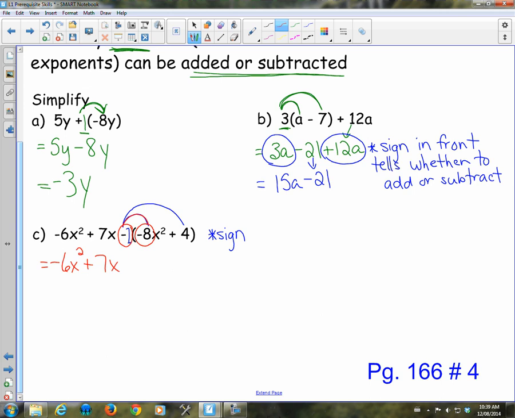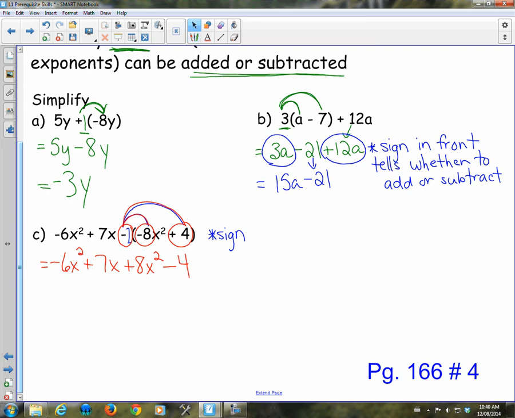So when I do negative 1 times negative 8, a negative times a negative makes a positive 8. And remember to write down your x squared. Nothing changes about the letters when you multiply the numbers in front. And when I multiply again, negative 1 times positive 4. Remember, the sign stays in front. So a negative times a positive is a negative 4.